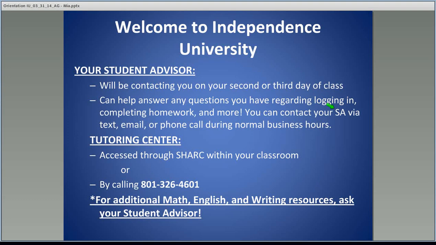Now, please note that your student advisor is usually not going to be here on the weekends and they're not going to be here late at night. We do have lives outside of work. So at those times, we have many other resources available to you to help make sure that you're able to always succeed. One of the most important resources is our tutoring center. Our tutoring center can be accessed through SHARC, which is our academic resource page, found within your online classroom. Or you can also access our tutoring center by calling 801-326-4601. And then for any additional math, English, and writing resources, just talk to your student advisor.